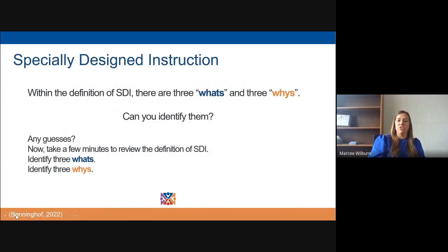based on the federal definition. So before I actually show you the definition, in the chat, if you think you know any of the whats, go ahead and place that in the chat now. The whats of SDI. What does the teacher have to do in terms of specially designed instruction? Any guesses?